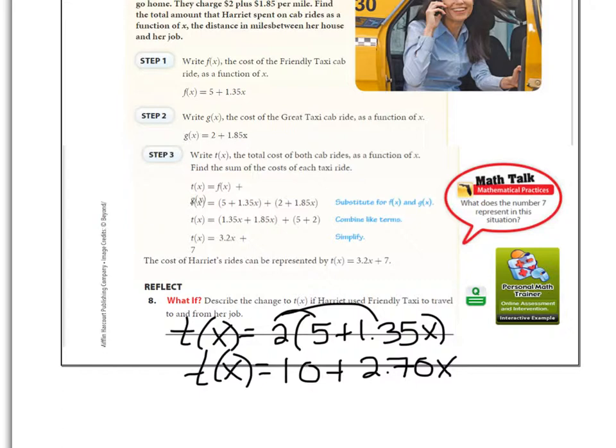So she would have more of a flat fee, $10 versus the 7 when she took both, but she is paying less per mile. So it's going to depend on how many miles she lives from work which option would be a better fit.